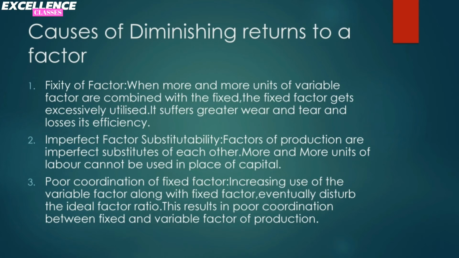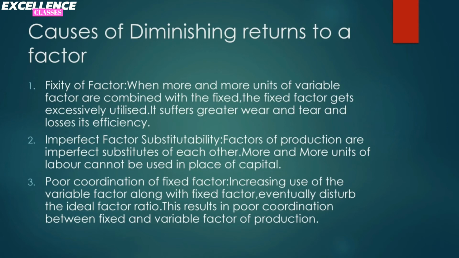The second one is imperfect factor substitutability. Factors of production are imperfect substitutes of each other. More and more units of labor cannot be used in place of capital. We cannot rely only on the capital for the increase in production, we have to use the labor too. Due to which the marginal product will decrease but the total product will increase at a diminishing rate.